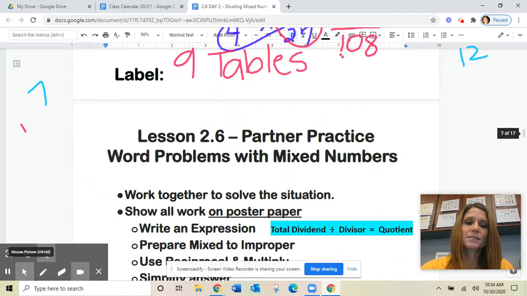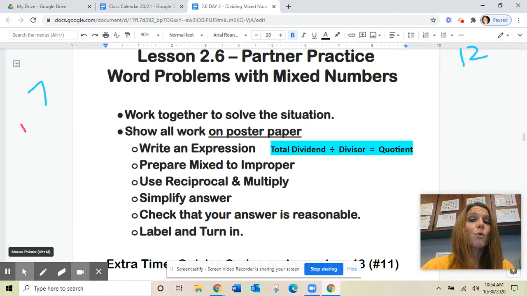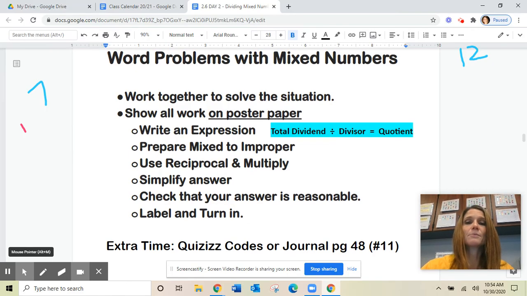Now we're ready to practice this skill. So you and your partner are going to work on one situation together. You're going to be creating a poster that kind of walks you through all the steps here. Writing your expression first, getting those mixed as improper so that they're ready, then preparing the reciprocal and multiplying, doing the multiplication, simplifying your answer, labeling it as well, making sure your answer makes sense for the situation, and then you're going to come and turn that paper in to me. So happy practicing.